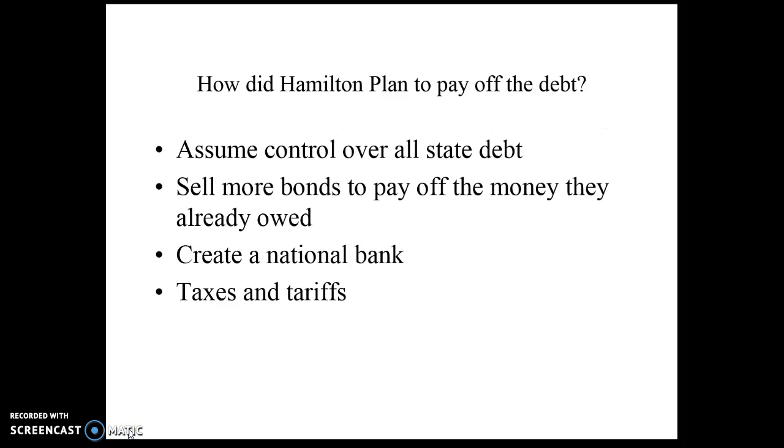So again, just to summarize, how's he going to pay off the debt? He first assumes control over all the state debt. It becomes a national debt. He's going to sell bonds into the country to pay off the debt. So a bond is an investment in the country. If you give the federal government money, they'll give you a bond that is going to be worth more money than you originally paid for it later on. You just have to wait it out, but it's getting the federal government money now. He creates the national bank, so we have a national currency, and he's going to raise miscellaneous taxes and tariffs to make enough money to pay off the debt.